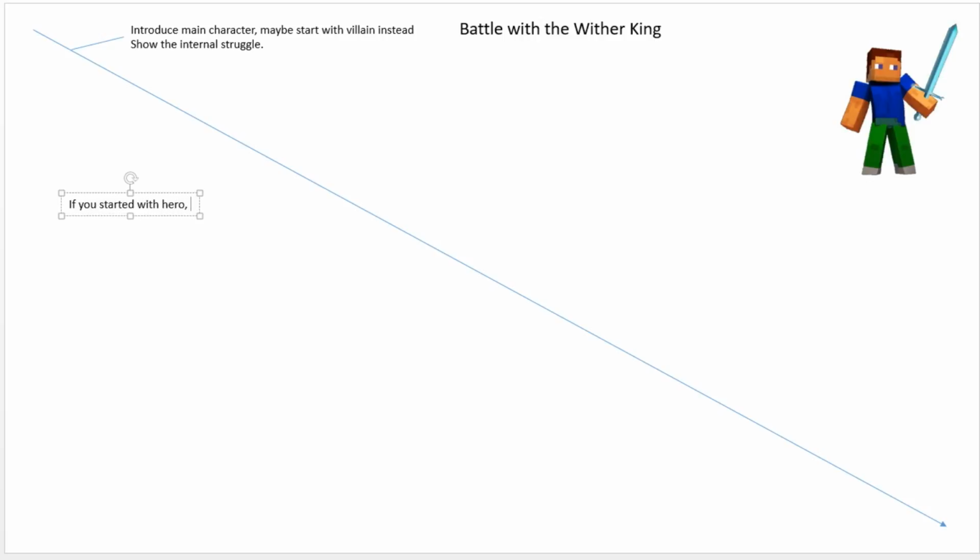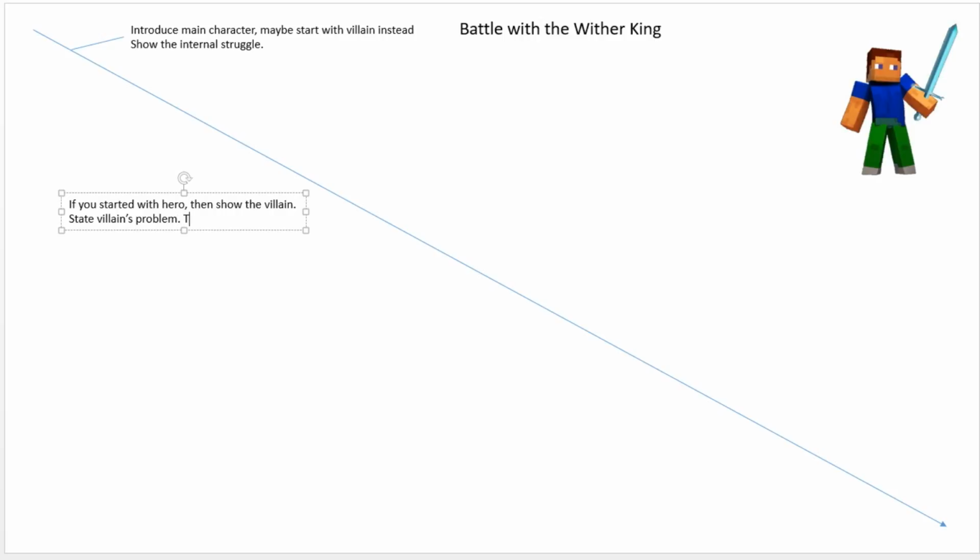If you started with the hero, then show the villain. And it's important that you state the problem that the villain is causing. In my case, the villain wants the gold in the village. And so he's decided that's his gold, and he really wants it. And the easiest way to get it is to destroy everybody there and take it.